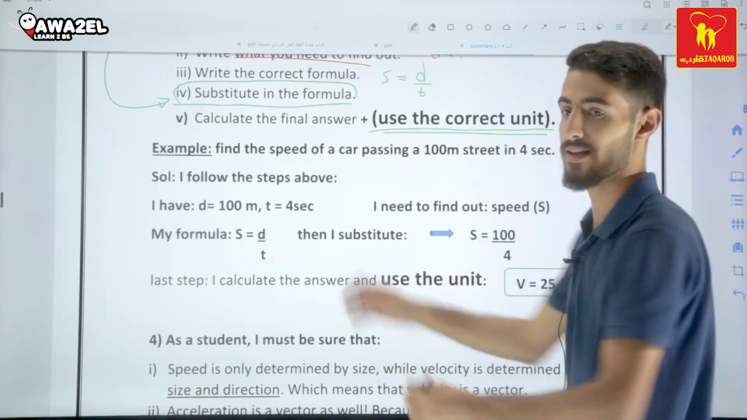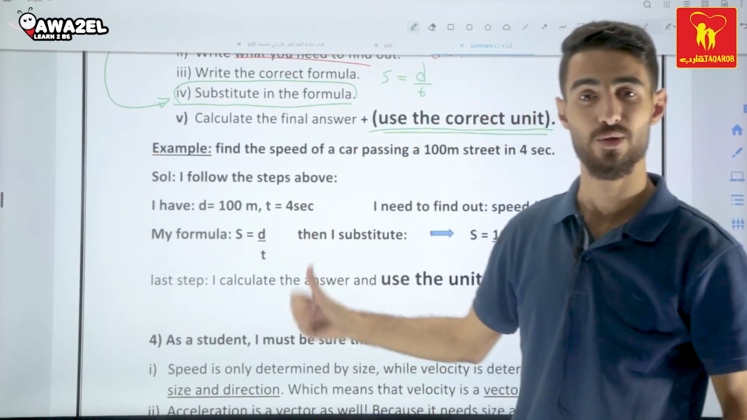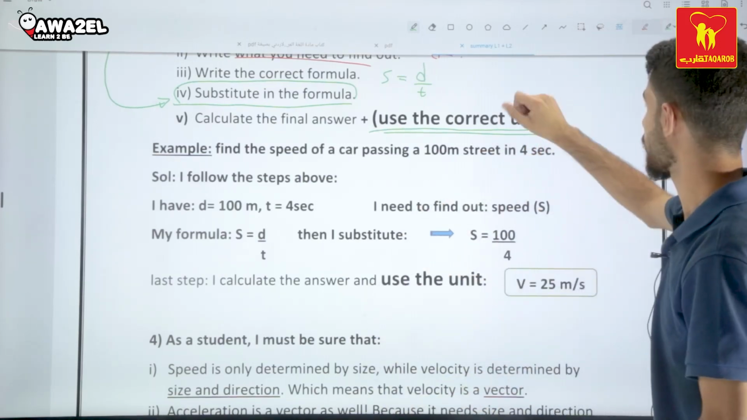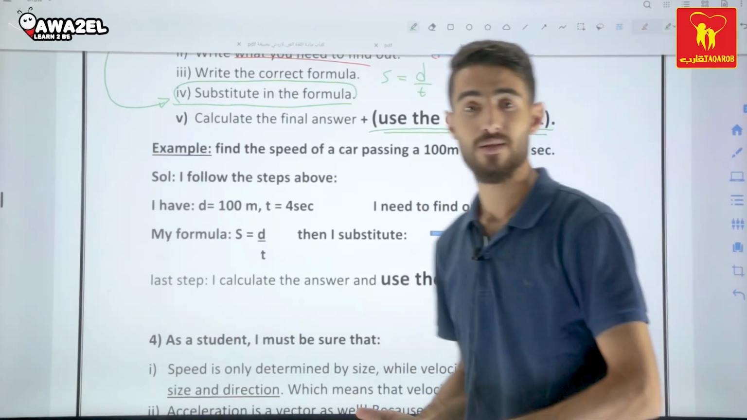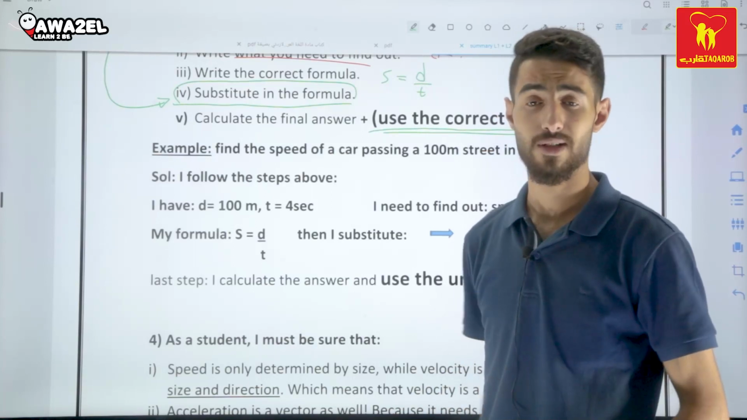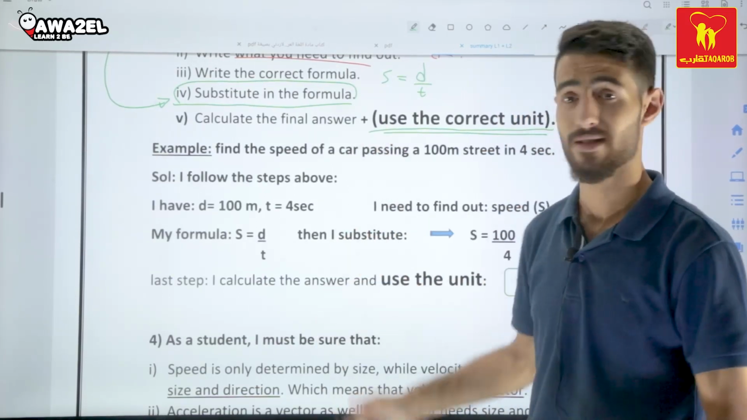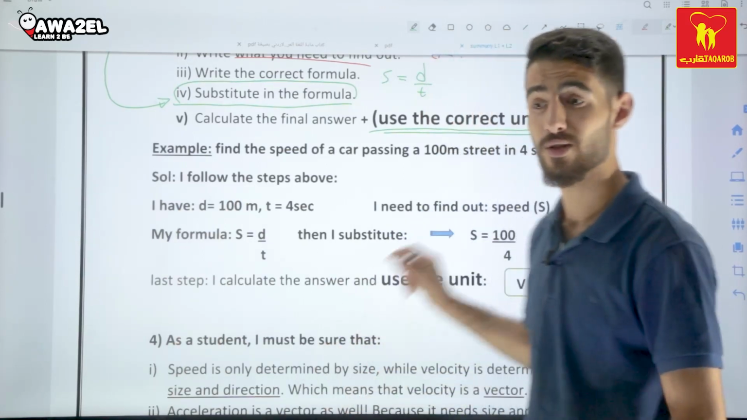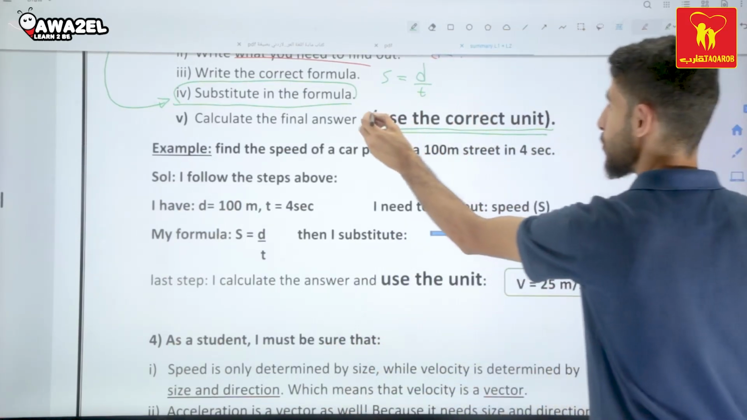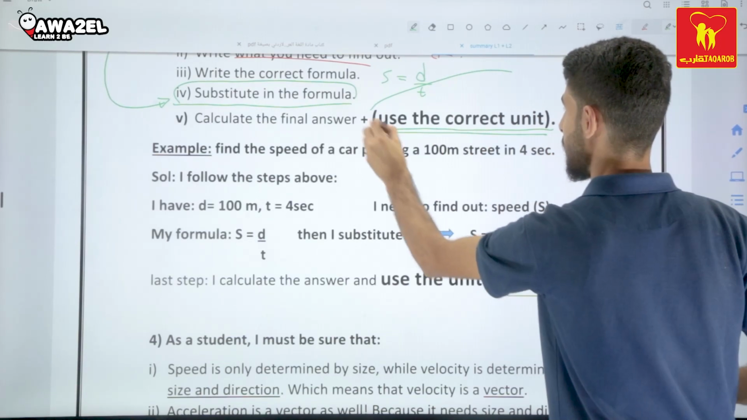This is the main issue I found in 8th grade: you don't use the correct units. Speed, it's calculated by meter? No, it's meter per second. And acceleration is meter per second squared. Don't mix them, please. Use the correct unit.